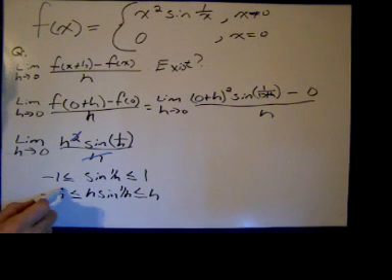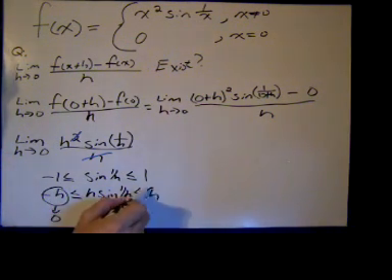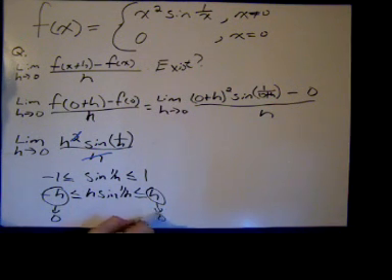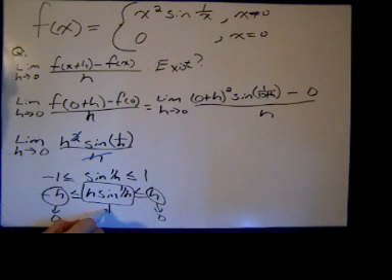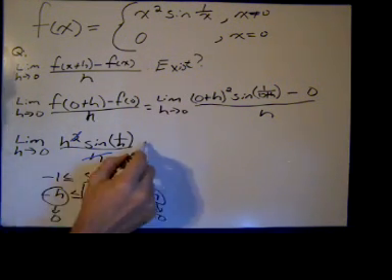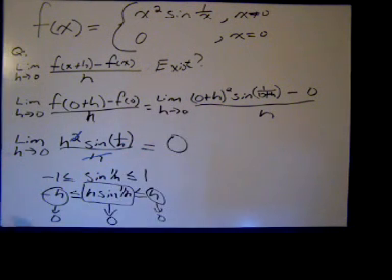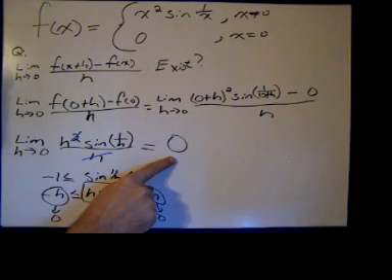And now we take the limit of -h as h goes to 0. Well, that goes to 0. We take the limit of h as h goes to 0, and that goes to 0. So therefore, by the squeeze theorem, h sine of 1 over h goes to 0. So we can say that the limit as h goes to 0 of f of 0 plus h minus f of 0 over h, for this function f of x, exists. In fact, it's 0.